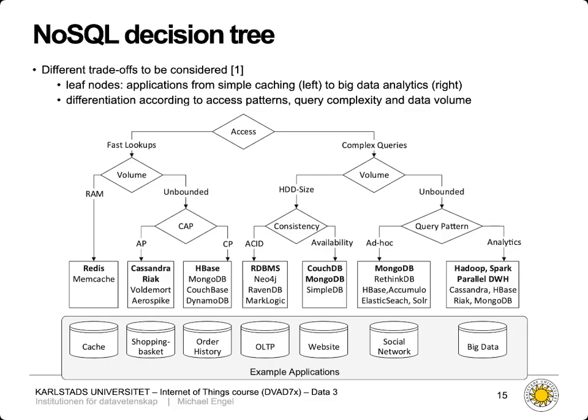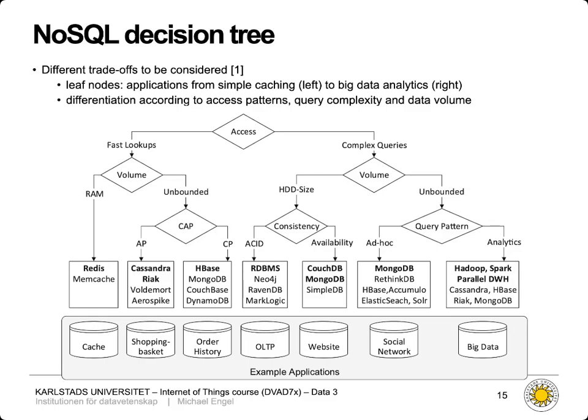So in the leaf nodes, we have applications from simple caching on the left to big data analysis on the right, and we differentiate according to access patterns on the one hand, query complexity on the next level, and the volume of data. So on the top level, we check if the access we require should be fast, so we need fast lookups here, or if we want to support complex queries, and accordingly we go to the left or the right. Now, let's first consider fast lookups here.